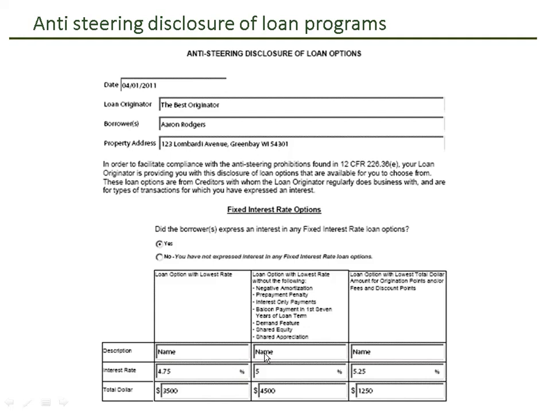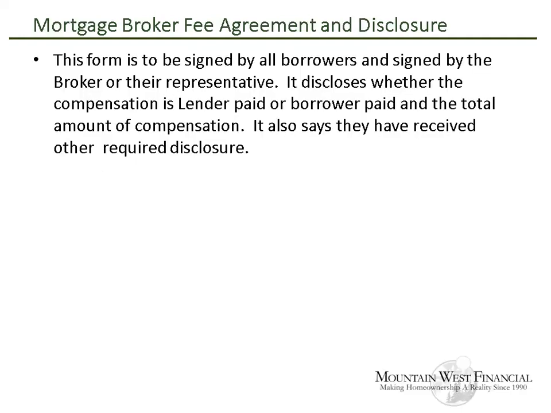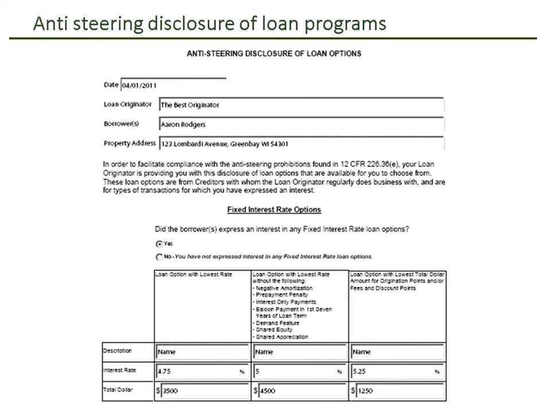It's just the lowest rate without any unique attributes on the loan. And then the one with the lowest overall fees, and the overall fees would be points and fees. So that's how this form would be filled out.